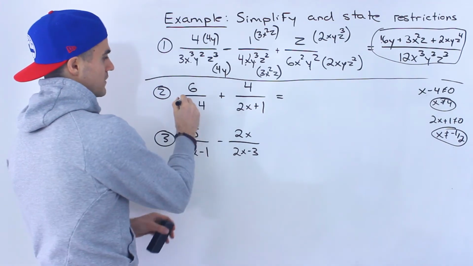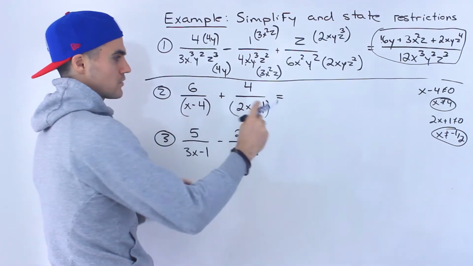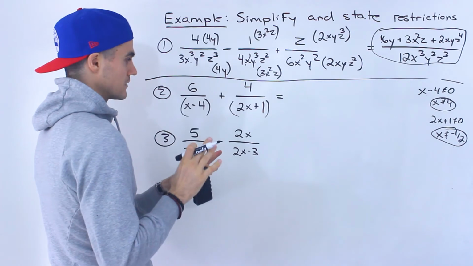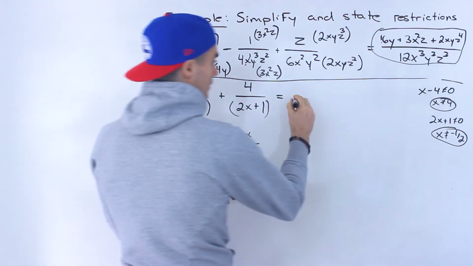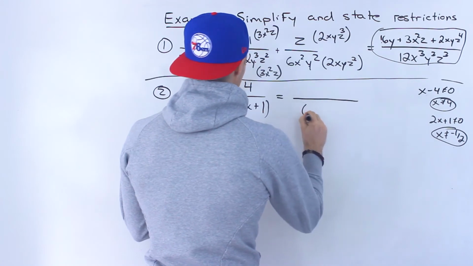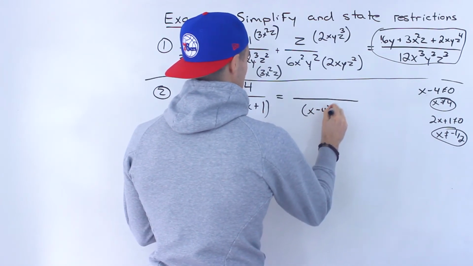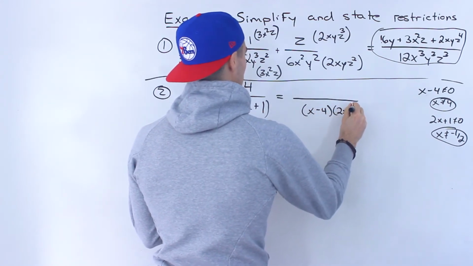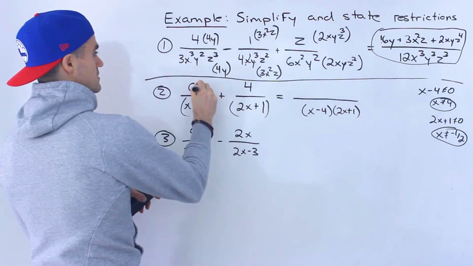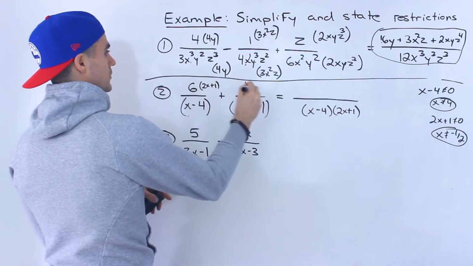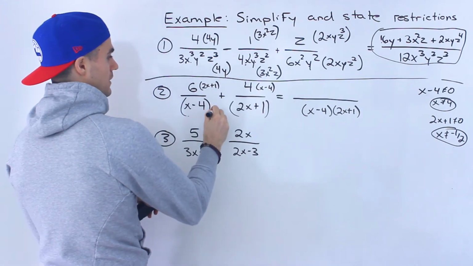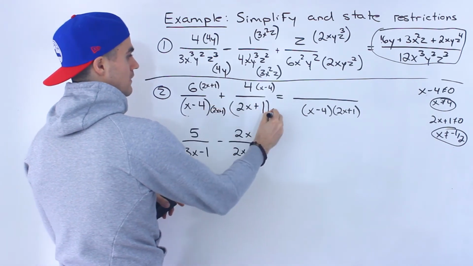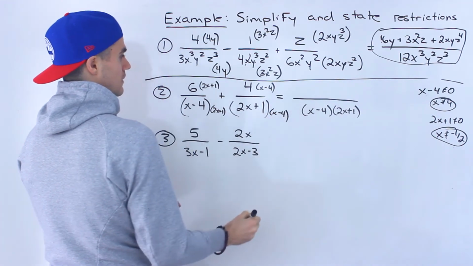And now we simplify. Notice x minus 4, 2x plus 1, those are completely different factors, right? This doesn't go into that, this doesn't go into that, so we've got to multiply them together. So the lowest common denominator would be x minus 4 times 2x plus 1. So we've got to multiply this by 2x plus 1. Got to multiply this by x minus 4. Sorry, we have to multiply the bottom by 2x plus 1, and then this by x minus 4.